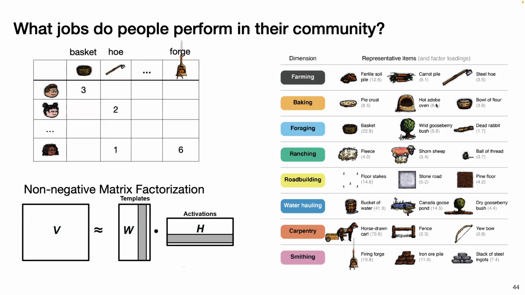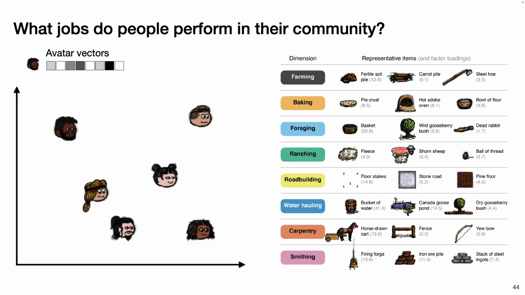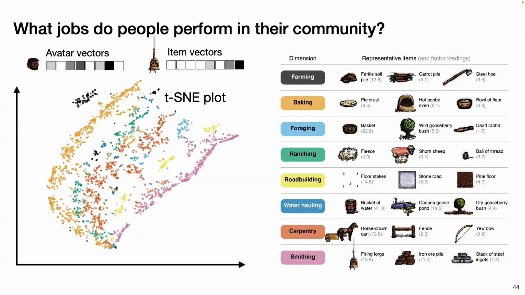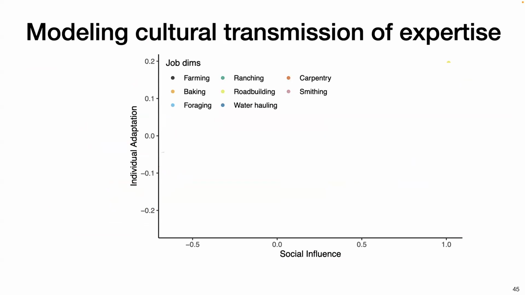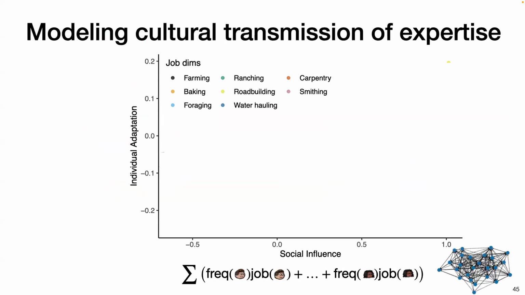And then from these, we can embed avatars, different players, in different locations in this high-dimensional space. And we can also embed items as well. Here's a t-SNE plot of our item space. And one analysis we were able to do with these latent representations of jobs is that we can model the cultural transmission of expertise. On this x-axis, we model social influence based on the frequency of interactions with some target player and their job dimension loading for that specific dimension.